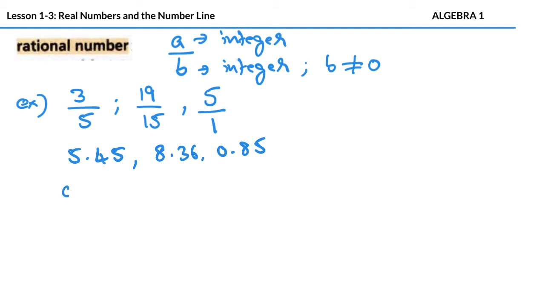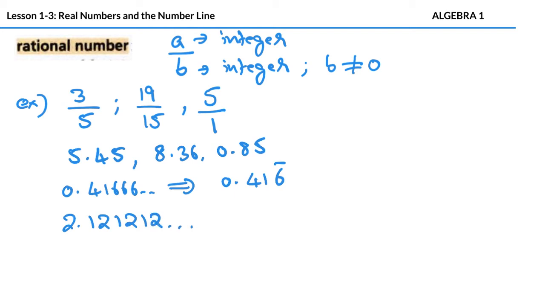For example, 0.41666 and so on. You can write this as 0.416 repeating. Or you can also write it as, say, 2.121212. If you observe over here, the numbers after the decimal, 1, 2, are repeating. So this is a rational number.